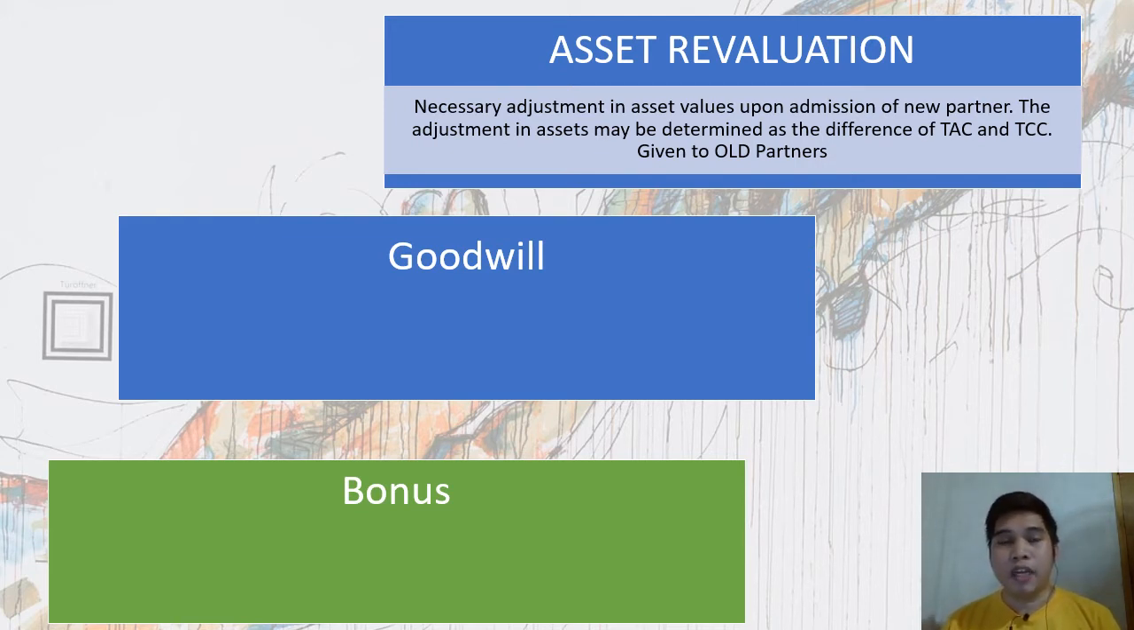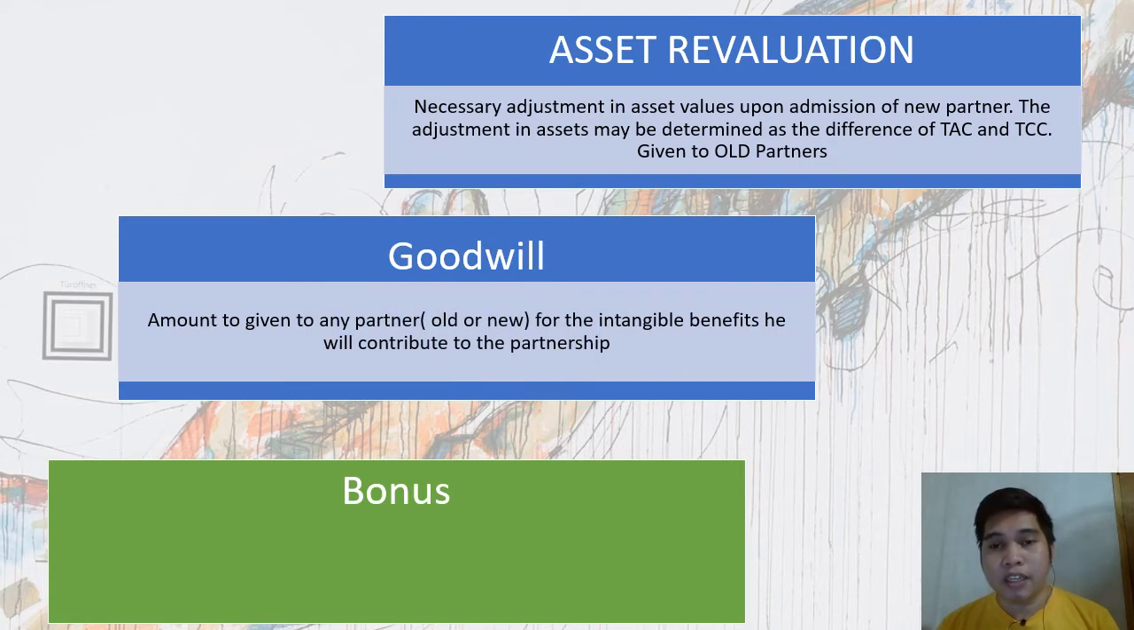Okay? So, another term, we have the goodwill. So, pwede rin pong magbago ang total agreed capital and the total contributed capital by way of giving goodwill to any partners. So, pag sinabi natin goodwill, it is an intangible benefit given to the partnership by the partner.